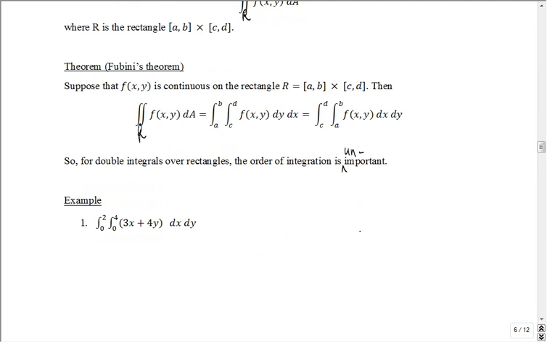Did you remember how you did partial differentiation? If you're partially differentiating with respect to x, you held y constant. Good, and you differentiated. Do the same thing here. When you're integrating with respect to x, hold y constant. So think of it as a number and you integrate the x. All right? So let me show you number 1.